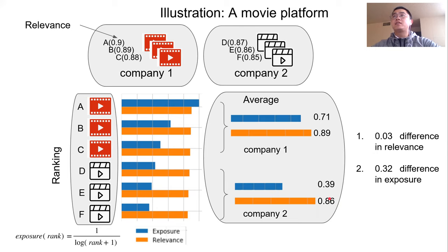The reason is that there exists a large skew of exposure between top ranks and bottom ranks. That's because we human beings always put much emphasis on top ranks instead of the bottom ranks. How do we mitigate the difference between relevance and exposure?